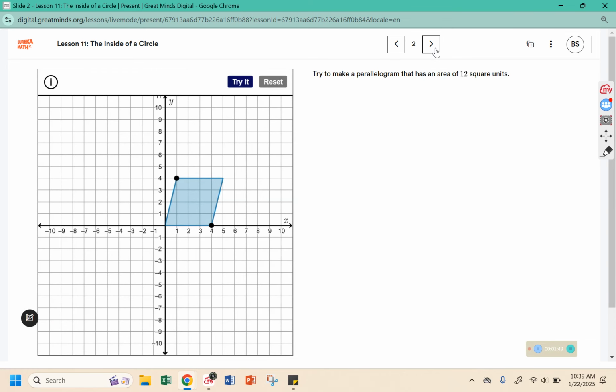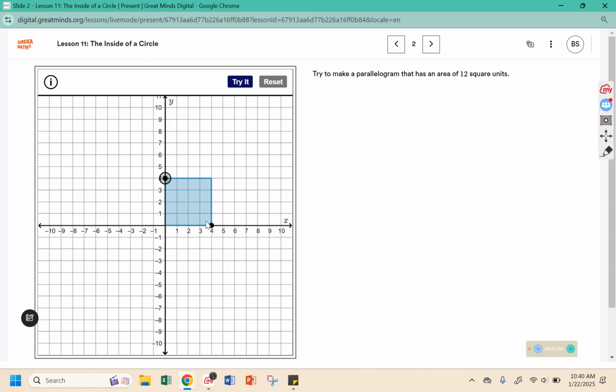Try to make a parallelogram that has an area of 12 square units. Well, a rectangle is a parallelogram. So if I make a rectangle, that would be 3, 6, 9, 12. It says, excellent. Challenge yourself and make one that is not a rectangle. So let's see, if I were just to tilt this over or push it to the side, would that also be 12?